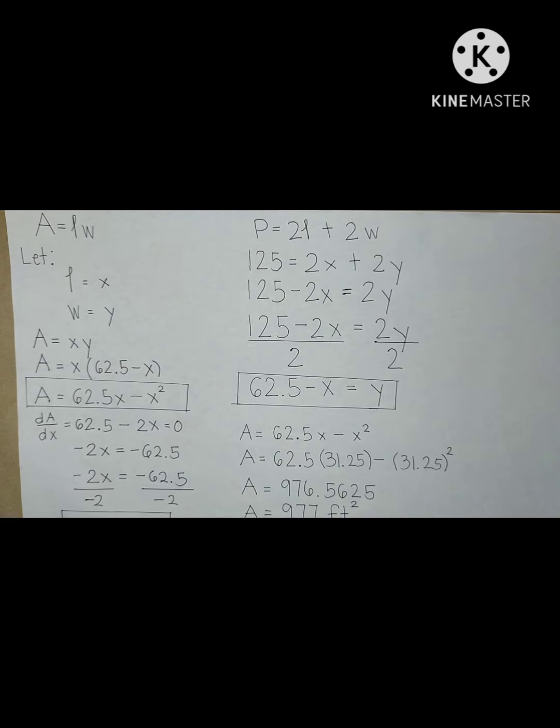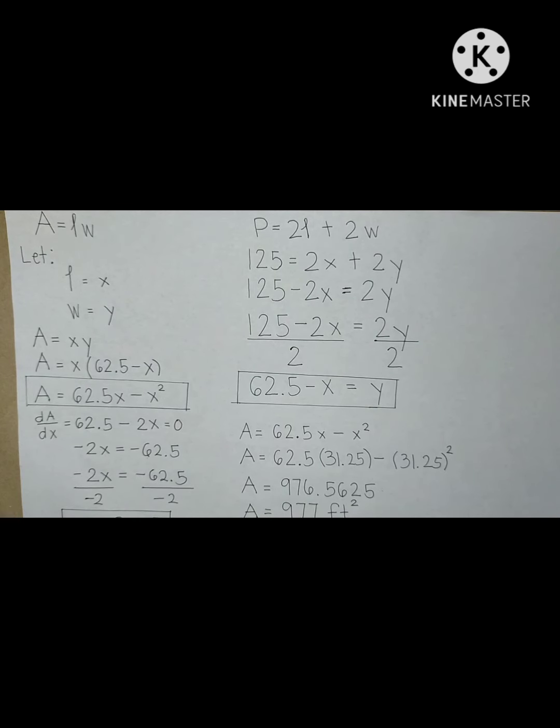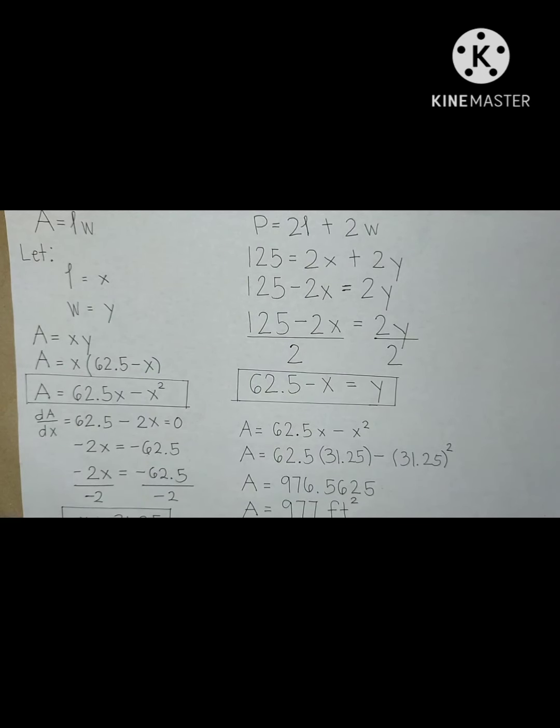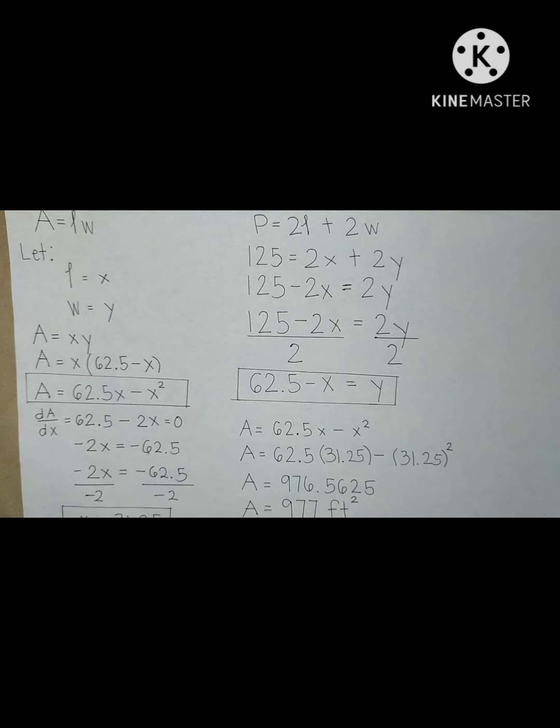Before getting the derivative of that problem, we should calculate the area of a rectangle. We have a formula: area is equal to length times width. We can let length equal x and width equal y. So now we have the formula A = x times y. Before that, we should get the value of y first. So we have perimeter is equal to 2 length plus 2 width, or we can put it 125 is equal to 2x plus 2y.